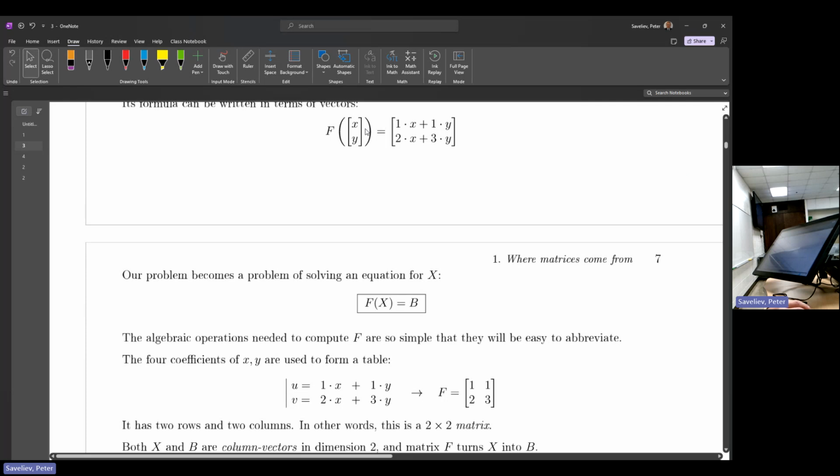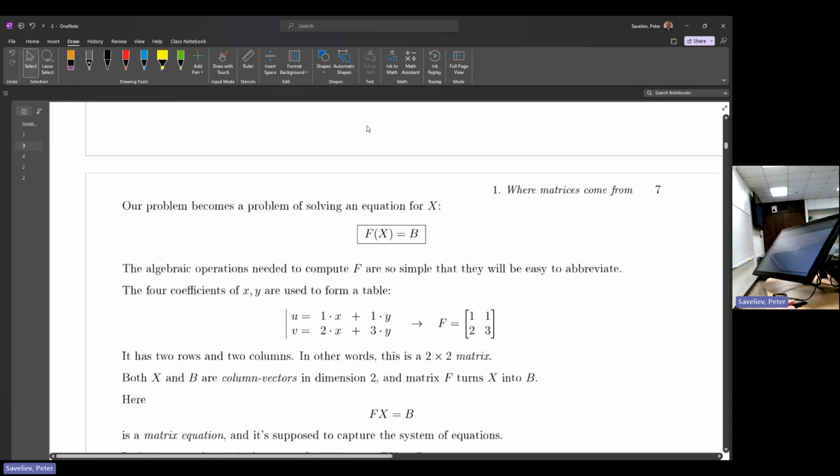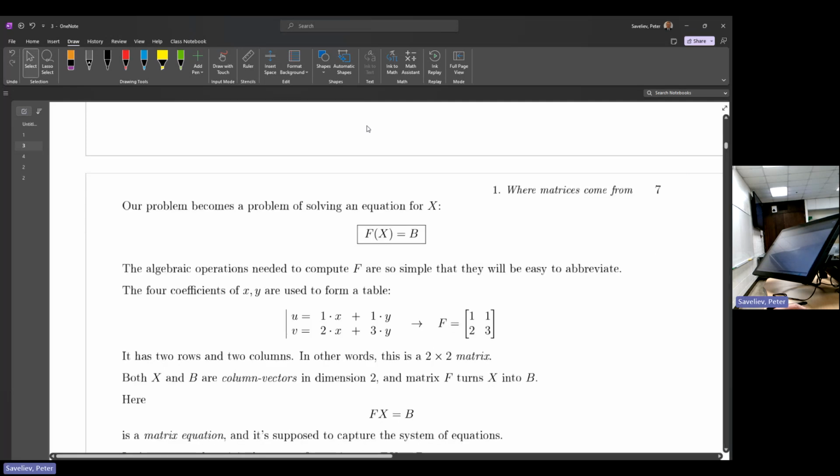2, 3, that's what it is. So literally, we put x's before y's in both the lines and just read the coefficients from it. 1, 1, and 2, 3. So that's my matrix. That's the matrix of our function, or a technical term is, it is a matrix of our linear transformation.